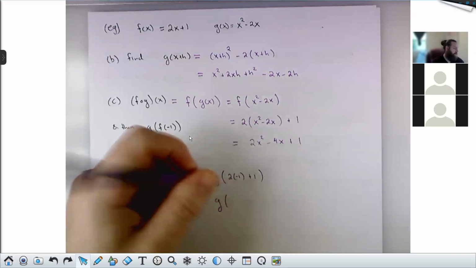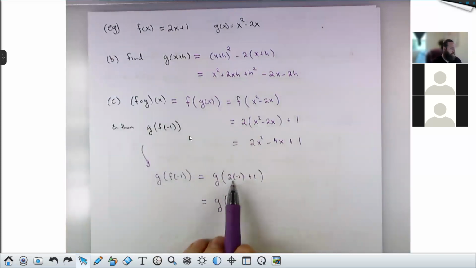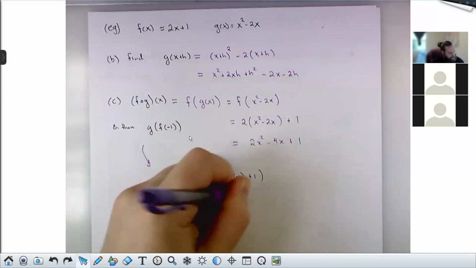So I'll leave the g on the outside here. I'm just going to figure out what this number is. 2 times -1 is -2. -2 plus 1 is -1. So this is just g of -1.